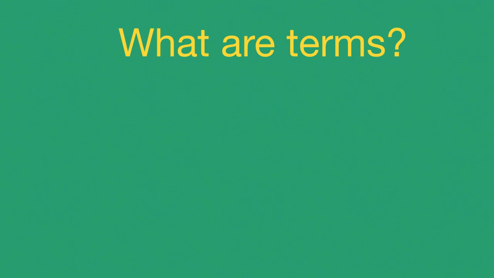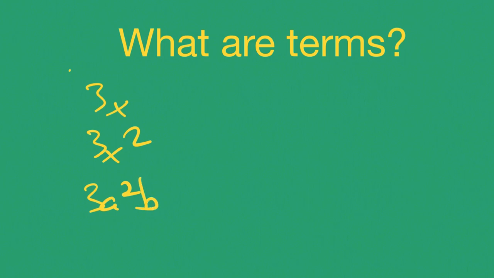So, first question. What are terms? Terms are like 3x or 3x squared or 3a squared b. Or anything with a variable. 3x, 3x squared, 3a squared b. Those are all terms, okay? Those are all terms, and that is correct, all right?